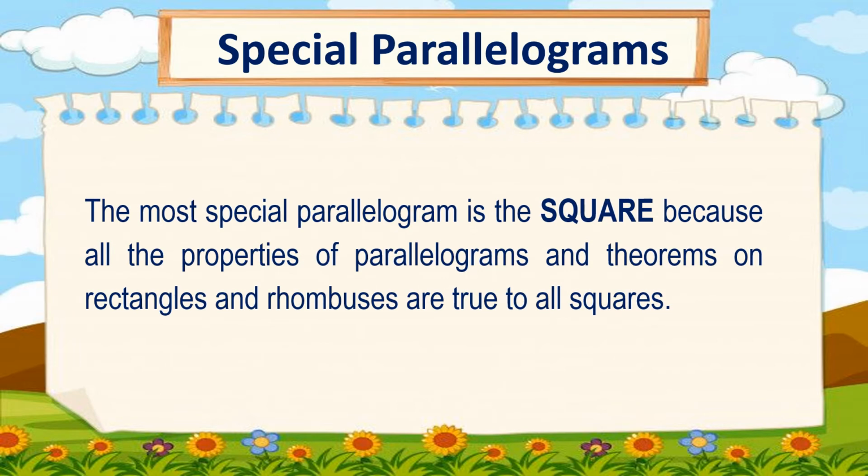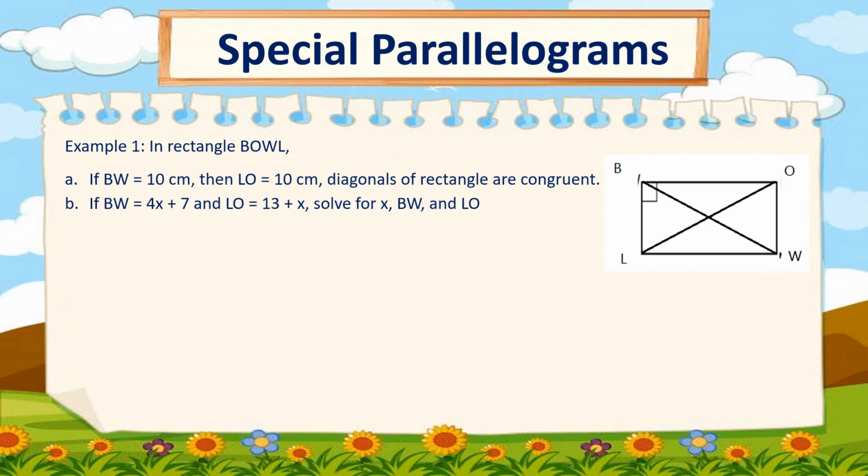The most special parallelogram is the square, because all the properties of parallelograms and theorems on rectangles and rhombuses are true to all squares. Example number 1. In rectangle BOWL, if BW is equal to 10 centimeters, then LO is equal to 10 centimeters. Because the diagonals of a rectangle are congruent.